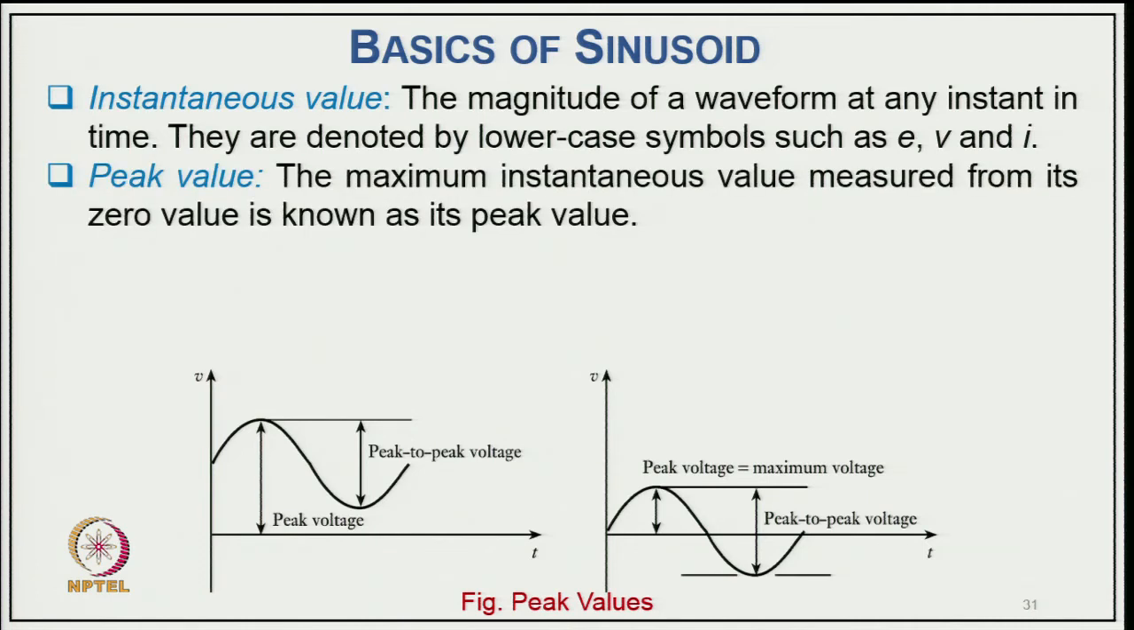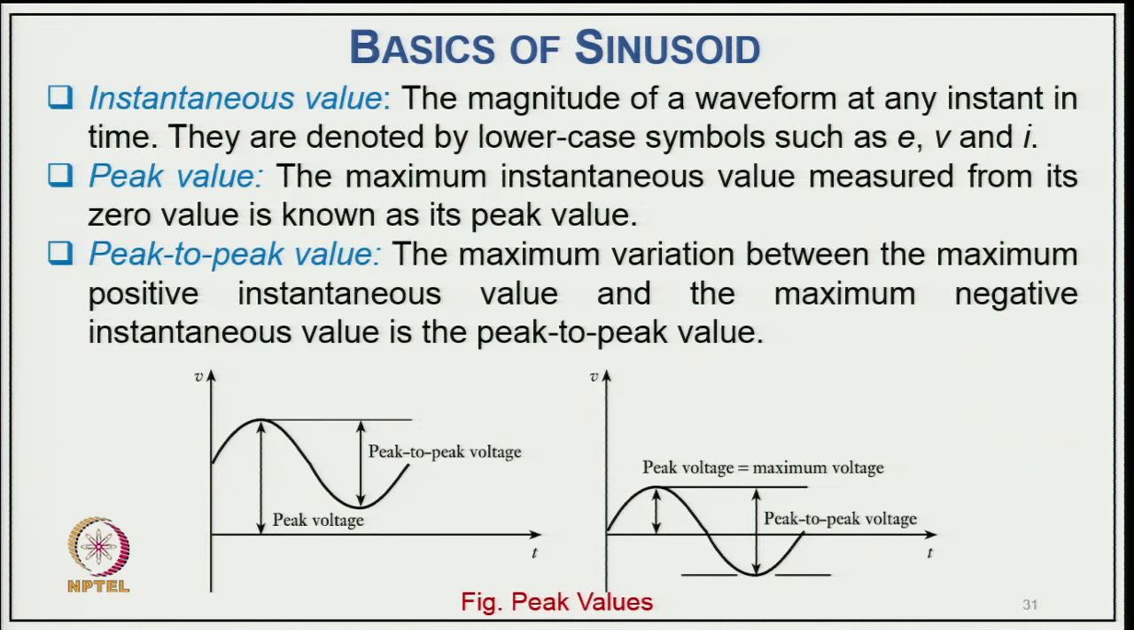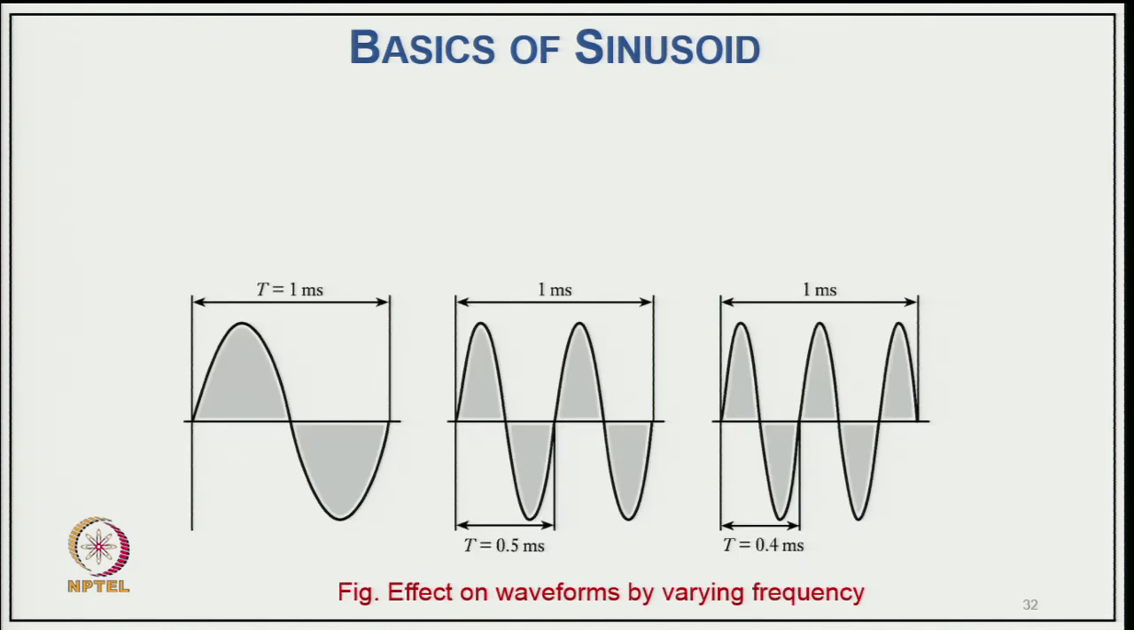The peak value is the maximum instantaneous value measured from the 0 value, as shown in the two figures. And the peak to peak value is the maximum variation between the maximum positive instantaneous value and the maximum negative instantaneous value, as you can see in the figure. And then the effect of varying frequency on the waveform, how it looks. You might have a waveform of 1 kilohertz with a millisecond period, or you might have 2 cycles, so it will be a period of 0.5 millisecond, corresponding to 2 kilohertz, or maybe 0.4 millisecond is 1 cycle, so you have a frequency of 2.5 kilohertz.